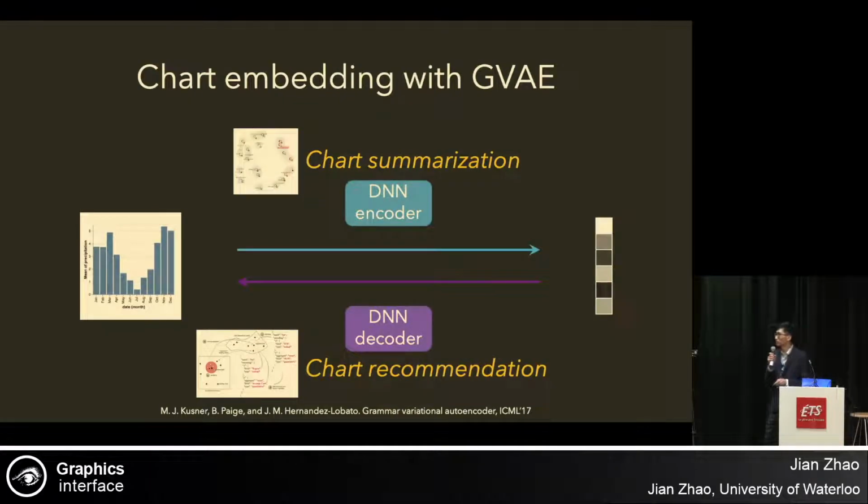So in order to implement this, under the hood we trained an encoder-decoder architecture to convert charts to and from visualization. And using those two processes, we can do chart summarization and chart recommendation. The specific model we use in this work is GVAE, a Grammar Variational Autoencoder.